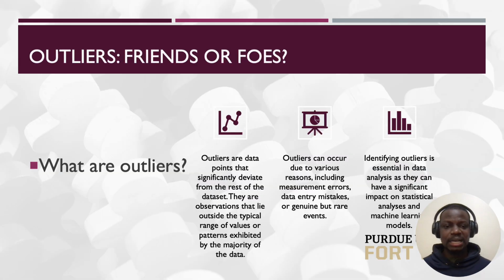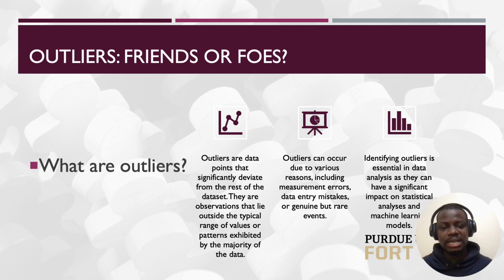What exactly is an outlier? Are they friends or are they foes? What exactly are outliers now? Outliers are data points that significantly deviate from the rest of the data set. They are observations that lie outside the typical range of values and patterns exhibited by the majority of data.